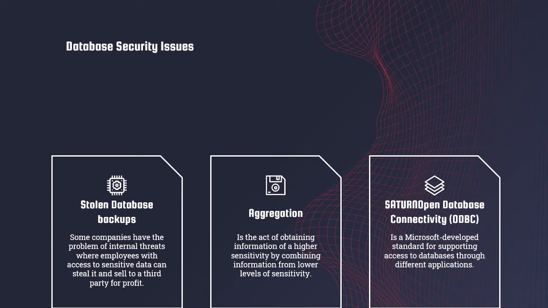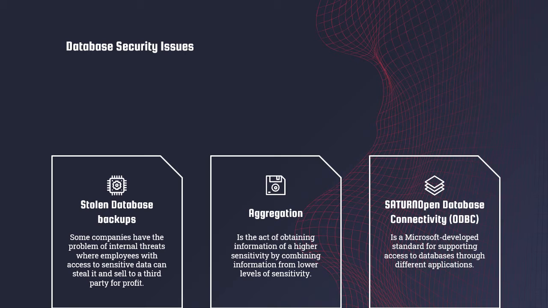Stolen database backups. Although there are many external security issues, some companies have a problem of internal threats, where employees with access to sensitive data can steal it and sell it to a third party for profit. This can be prevented by encrypting the database archives and implementing more strict security standards.